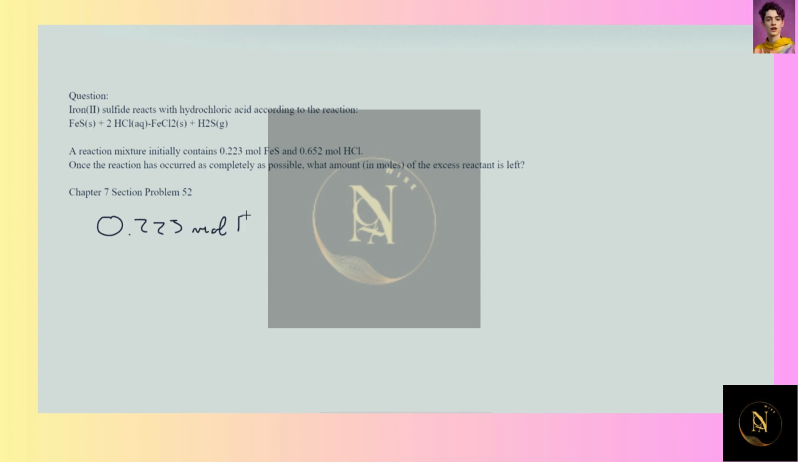0.223 moles of FeS. And we can look at the balanced equation to convert this to H2S. It really doesn't matter which one because they both have a stoichiometry of 1. But what is important is that the FeS does have a stoichiometry of 1. So this is going to be 1 mole of FeS for every 1 mole of H2S.